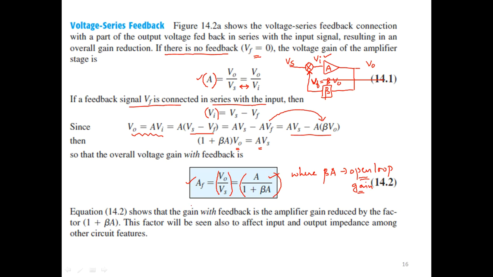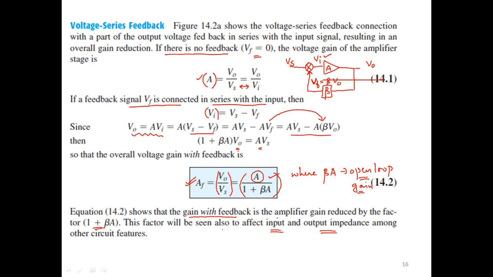So what is the meaning of this particular expression? It says that the gain with feedback is the normal amplifier gain A reduced by the factor 1 plus beta A, because 1 plus beta A is in the denominator. This factor affects the input as well as the output impedance, among other circuit features.